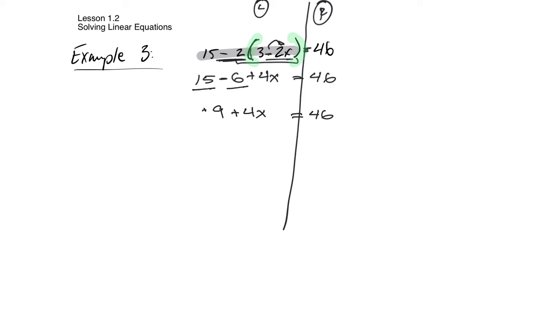Now this is a positive 9, so I need a negative 9. Minus is the inverse of plus. And I have to do it to both sides to get rid of it. So I have 4x equals, that is 37. 46 minus 9 is 37. I have 4 times x, so I do division. That's what that bar is there.